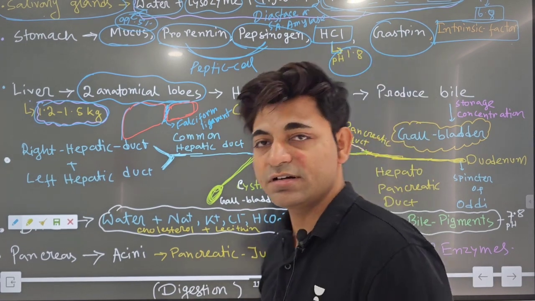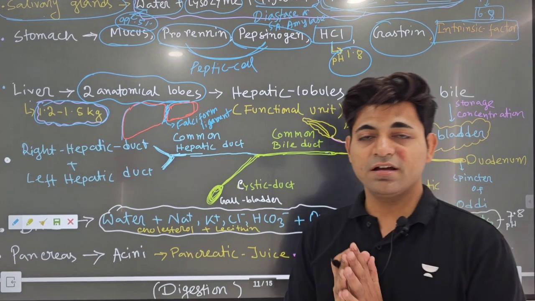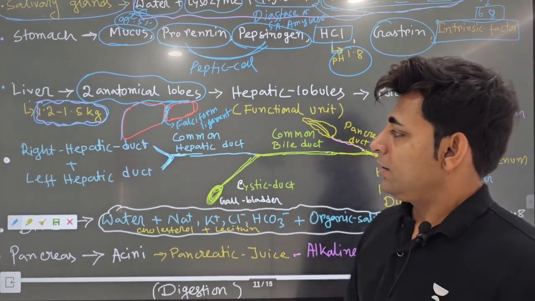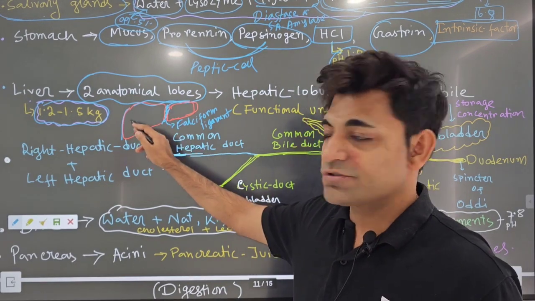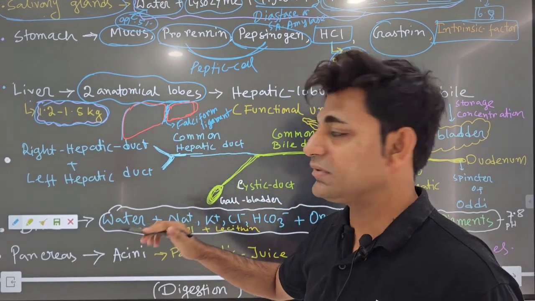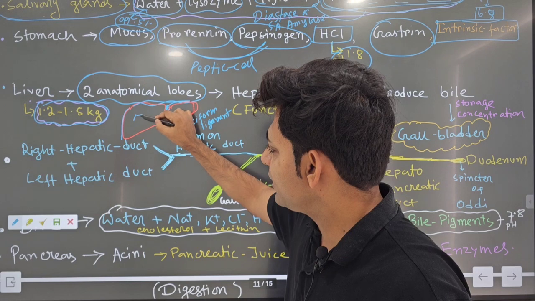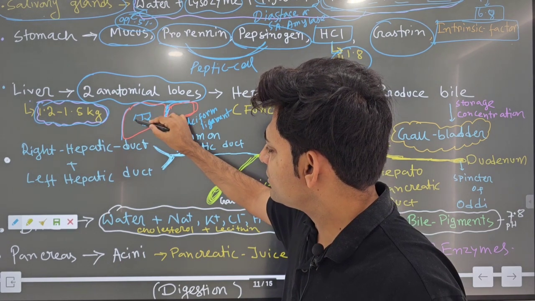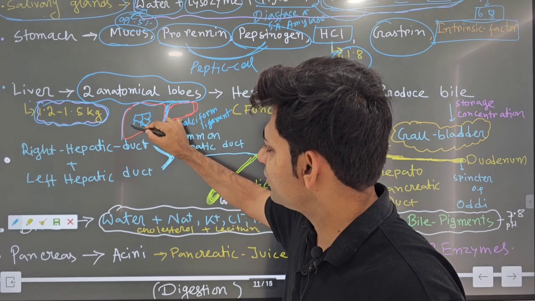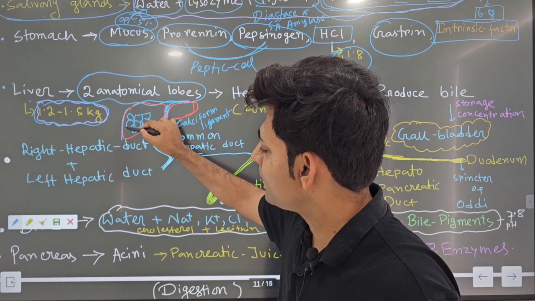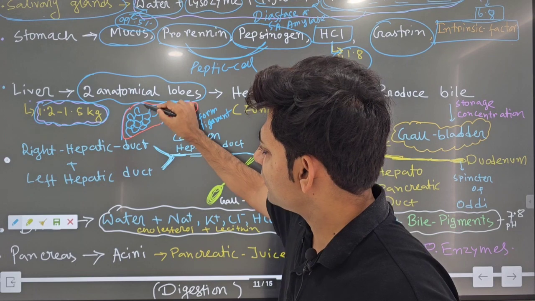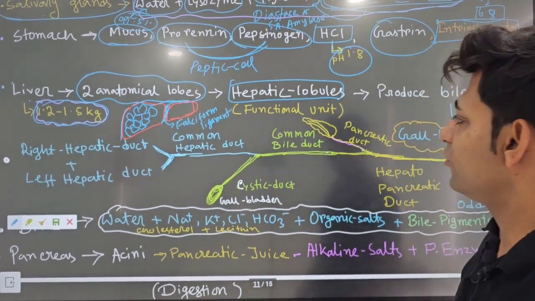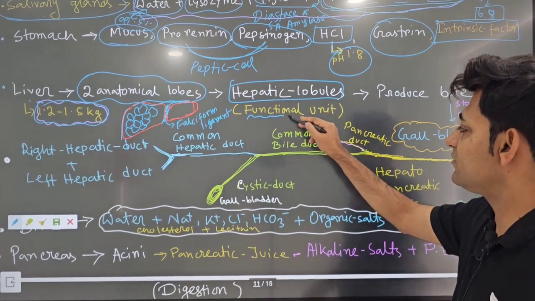But internally the liver has many other lobes, like the quadrate lobe and the caudate lobe. But these two lobes, the left and right lobe of the liver, are again made up of many polygonal structures. These polygons are actually the functional and structural unit of the liver. They are called hepatic lobules, the functional unit of the liver.